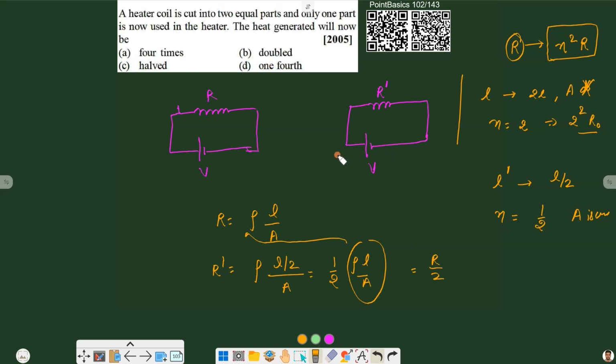Assuming potential stays constant, power will become V square by R by 2, or we can say P dash is twice of V square by R, and V square by R is the original power. So twice of the original power. So option B, double, is the right answer. Moving to next question.